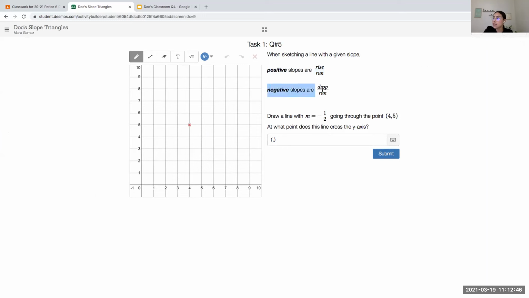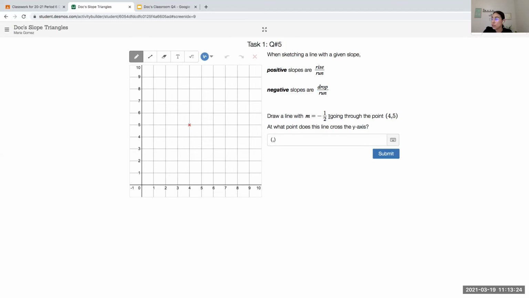If you have a negative slope, you can also think about it as dropping instead of rising. So a negative slope will be a drop and your regular run. So instead of rising, you drop. So keep these things in mind as we read this problem here. It says draw a line with the slope being -1/2. So the slope is a negative slope. We have a rise of -1 and a run of 2.